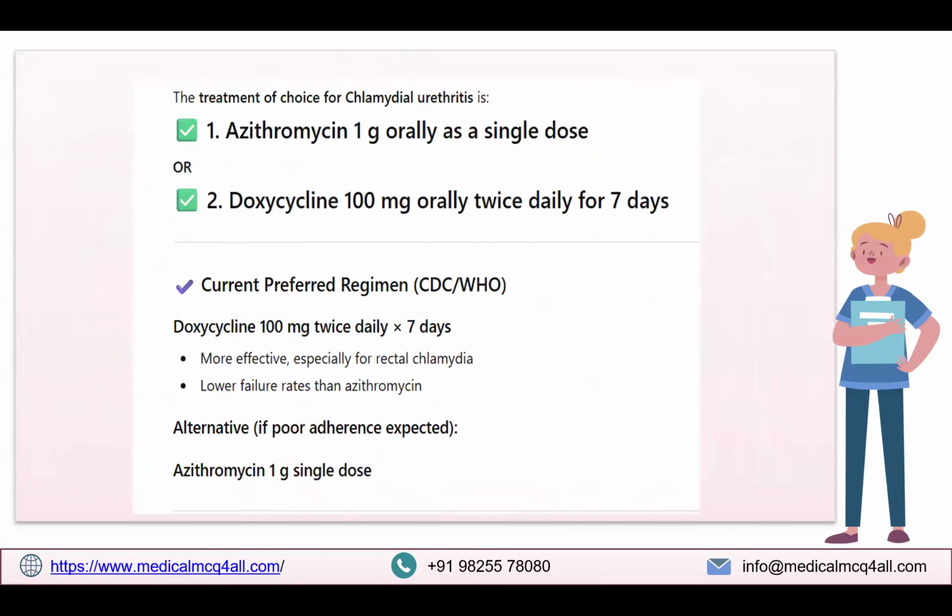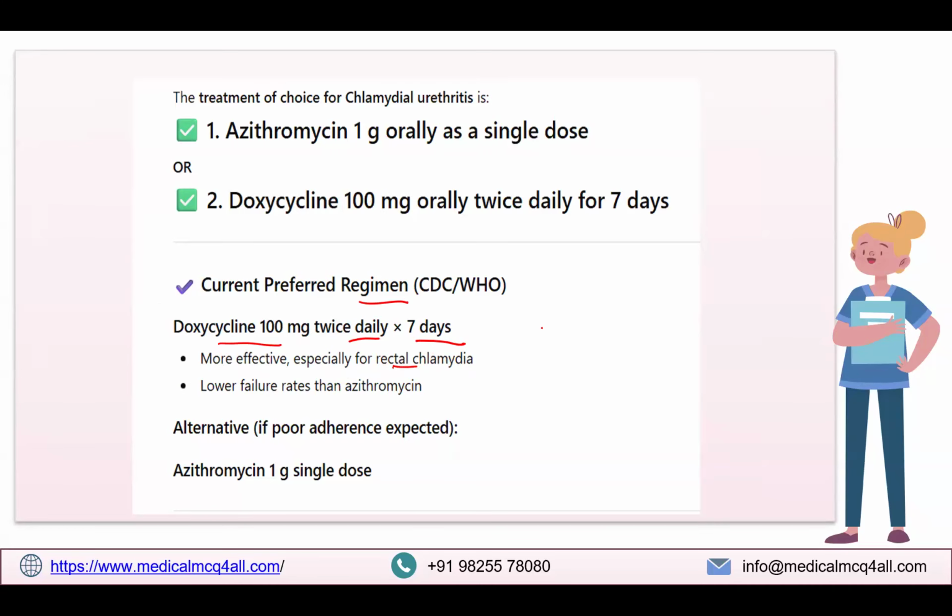Okay. Now, what is the drug of choice? How do we manage this chlamydial urethritis? The main drug of choice here is going to be doxycycline or azithromycin as a single dose. But in clinical practice, what we prefer is daily doxycycline 100 milligram twice a day for 7 days, which is most effective, especially for your rectal chlamydia.